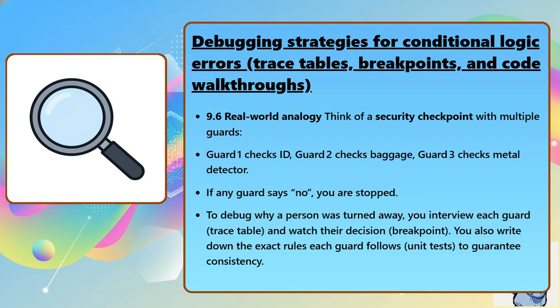9.6 Real-world analogy. Think of a security checkpoint with multiple guards. Guard 1 checks ID, Guard 2 checks baggage, Guard 3 checks the metal detector. If any guard says no, you are stopped. To debug why a person was turned away, you interview each guard, the trace table, and watch their decision, the breakpoint. You also write down the exact rules. Each guard follows unit tests to guarantee consistency.